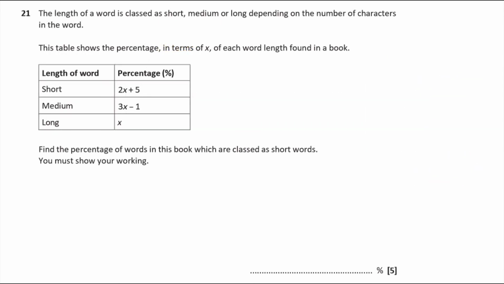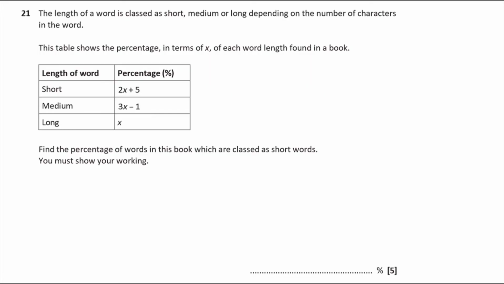Question 21. The length of a word is classed as short, medium, or long, depending on a number of characters in the word. The table shows the percentage, in terms of x, of each word length found in a book. Okay, so short words had a percentage of 2x plus 5, medium words had a percentage of 3x minus 1, long words had a percentage of x. Find the percentage of words in the book which are classed as short words. You must show your working.